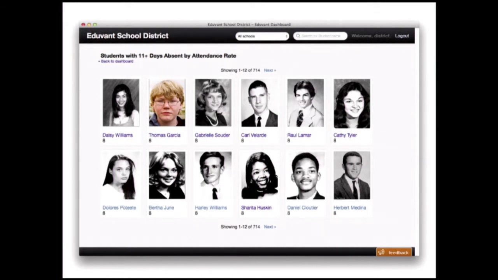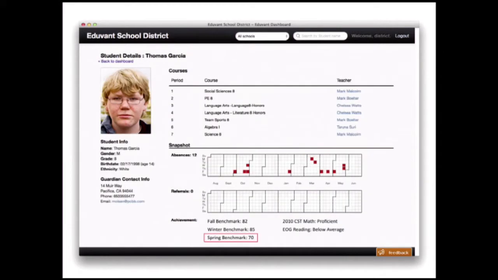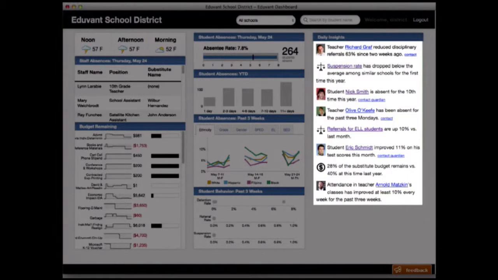One student in particular stands out for her, not sure why, but she clicks on his image to pull up a full profile. She can see what classes he's taking, what teachers are teaching him, his pattern of absenteeism, disciplinary incidents, achievement, and of course she can see also his guardian's contact information, which she uses immediately to phone his parent, make sure that they know what's going on, and ensure that Thomas shows up for school more going forward.